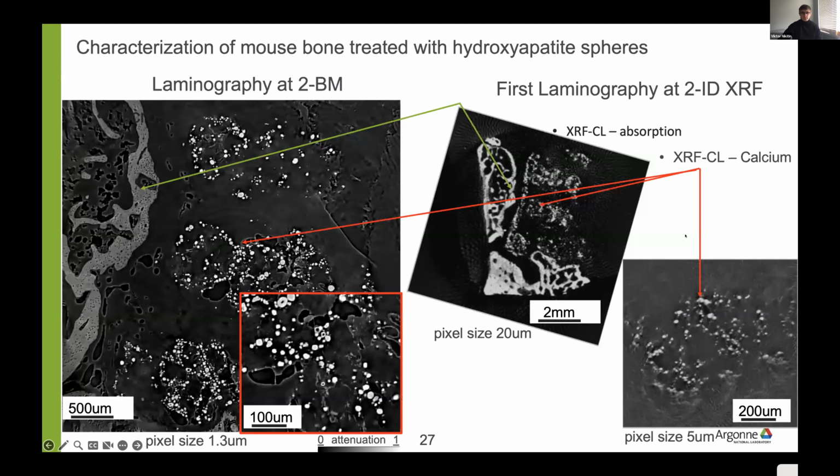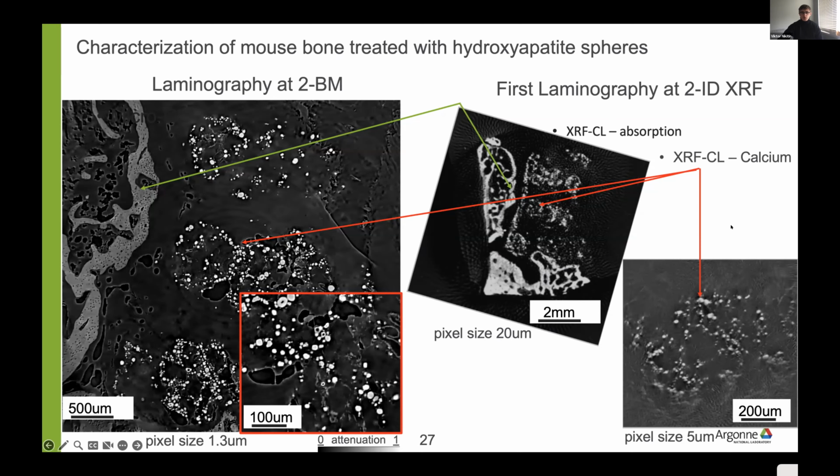And besides, we also scanned this sample with XRF. This was the first experiment at 2-ID-E made by Olga with laminography. This is the absorption contrast, pixel size 20 micron, and this is XRF computed laminography where we looked at the calcium. So this was the first experiment. I hope after the upgrade we will get much higher resolution with XRF.